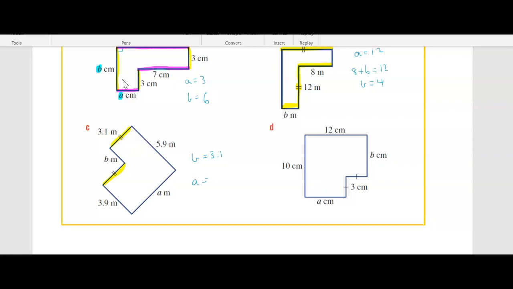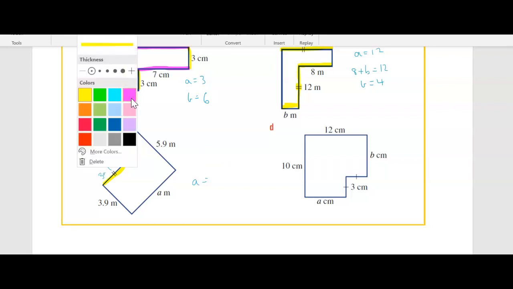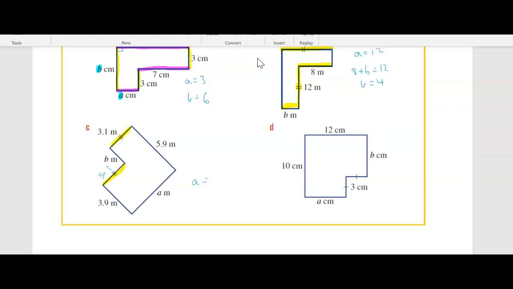Actually, I don't think that's B. I think that's 3.1 there. I don't think B is 3.1. I'm just going to get rid of that because B is this other side. I might just highlight that in pink, this side here. So that B and this side is equal to this.